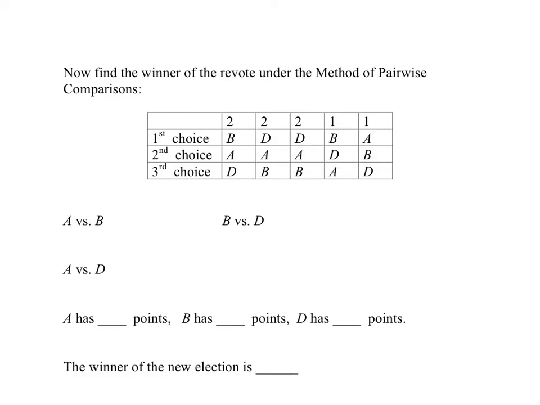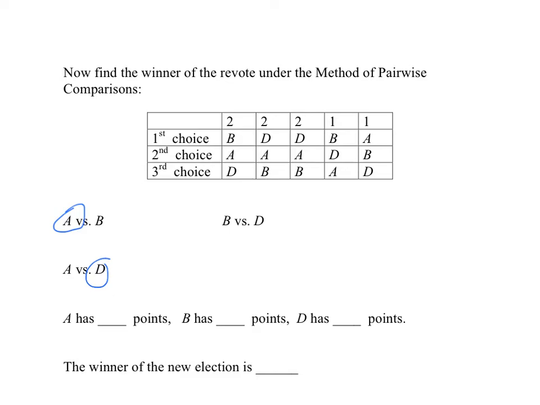As for A versus B, we have these 5 voters. 2 plus 2 plus 1 is 5 voters who rank A higher than B. Only 3 voters, 3 committee members, rank B higher than A. Therefore, A is the winner there. In the head-to-head competition between A and D, we see that D wins. We see that there are 5 voters who rank D higher than A, so D is the winner there.